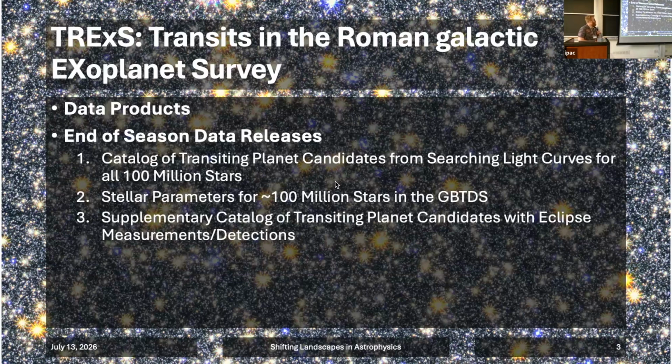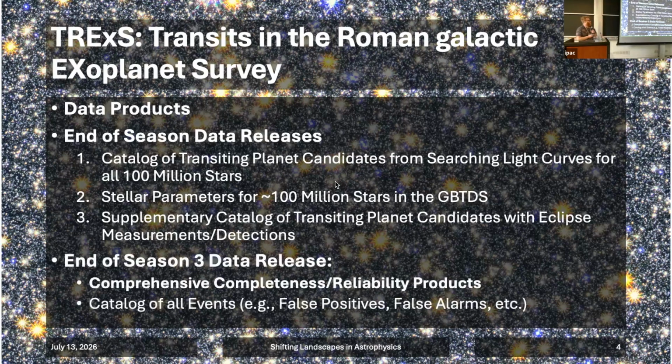In order to do this, we need stellar parameters. So we have a group. Our team is also putting together stellar parameters for every star in the Galactic Bulge Survey. And we're putting together a supplementary catalog of candidates with eclipse measurements, which we should be able to get from GPTS also. I think Avi's going to talk a little more about that after me.